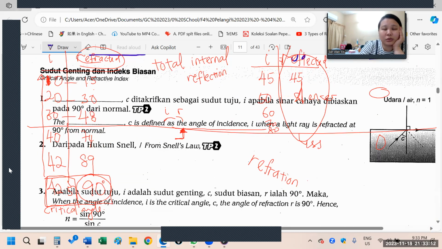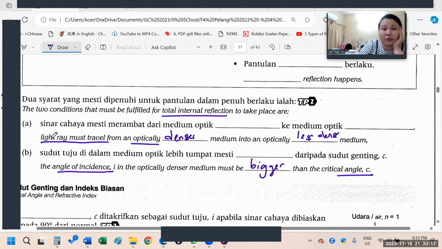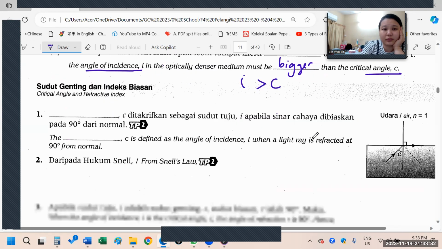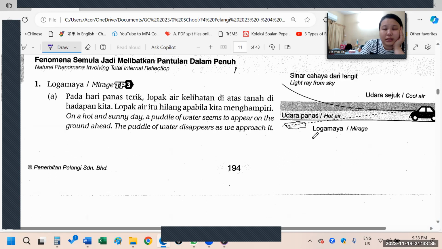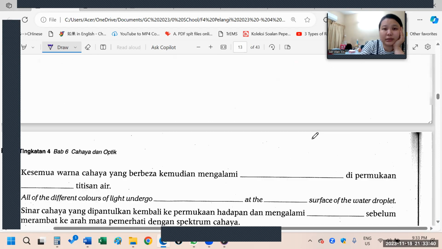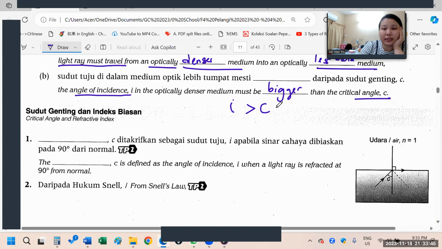So there are two conditions for total internal reflection. Number one, the light travels from denser medium to less dense medium. Second, the incident angle I must be bigger than C, the critical angle. C is the critical angle. Okay, then what is a critical angle?